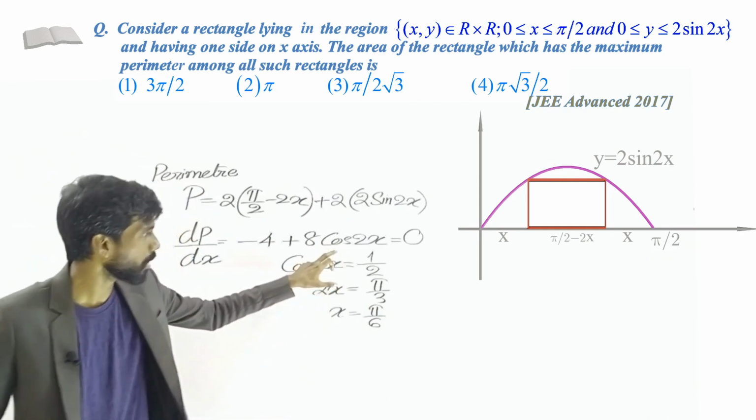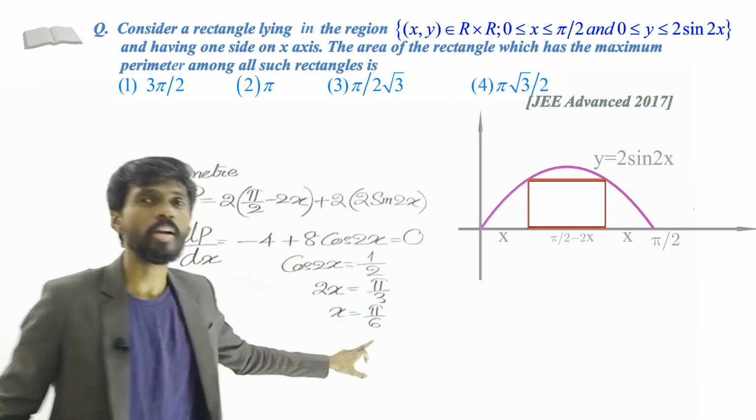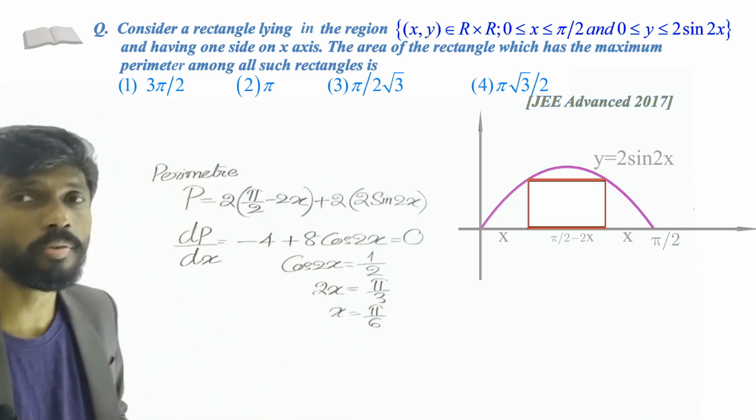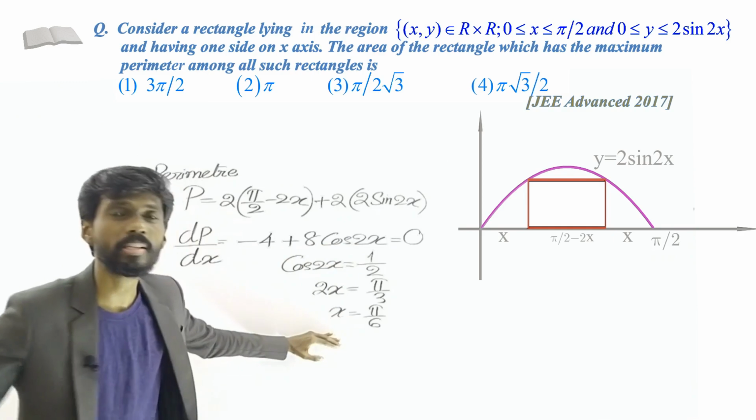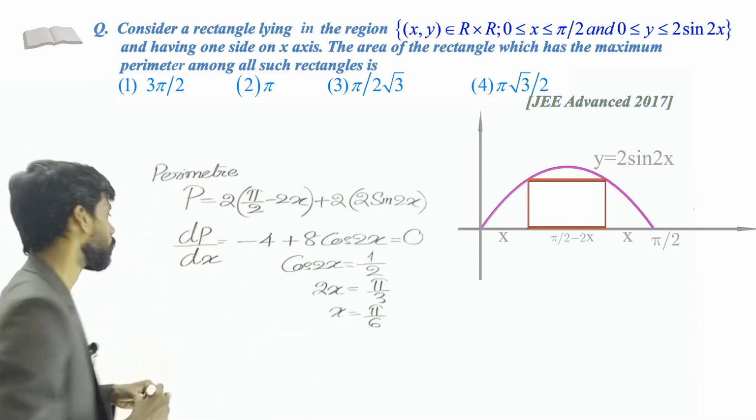So what is the second derivative? Minus 16 sine 2x. So that value is negative, right, at this point. So that means this has to be the point of maximum value. So at this point, the perimeter is maximum. But what we want is the area at this point, right? Let's find the area.